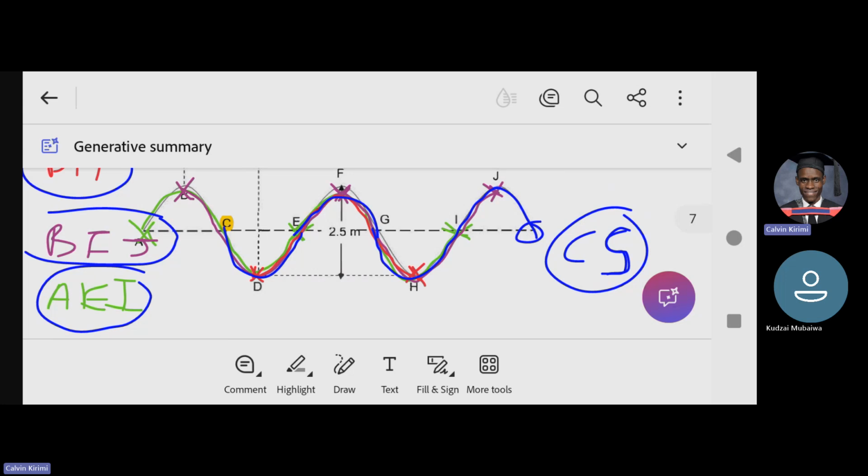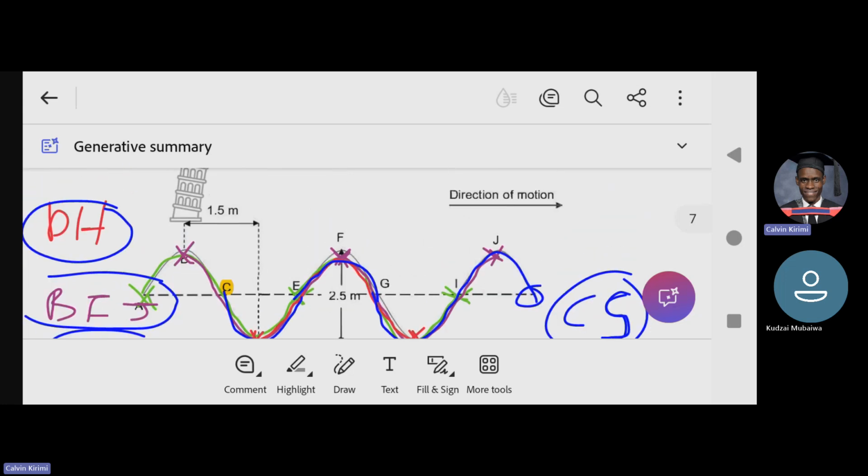No. E and G, they are not. They are not repeating after one complete wave. So the points that are repeating after one complete wave are the ones that we call in phase. Then the points that are not repeating after one complete wave are out of phase. Have you understood it?